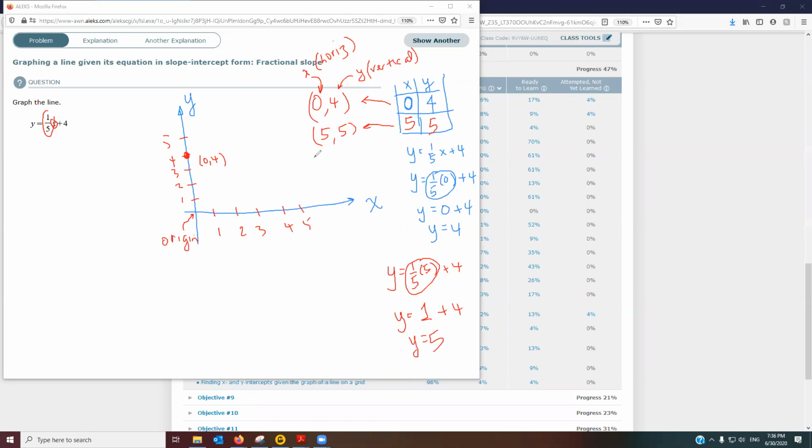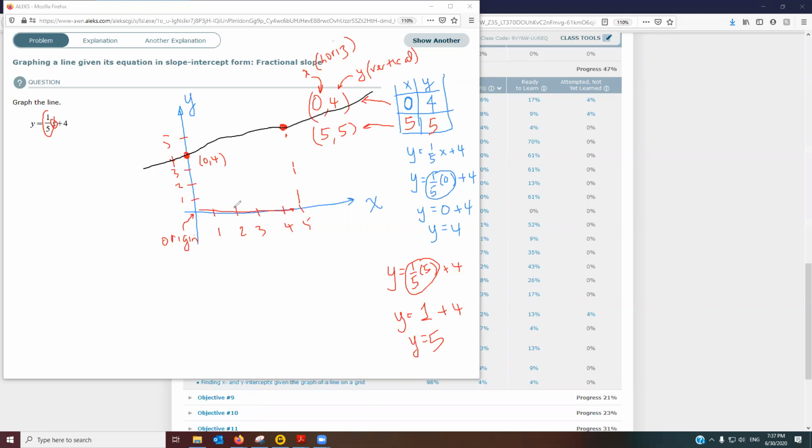All right, how about 5, 5? Well, that's telling me go horizontally 5 and then go vertically 5 and put a dot. Now I'm going to connect these with a straight line. This is the graph that I'm interested in.